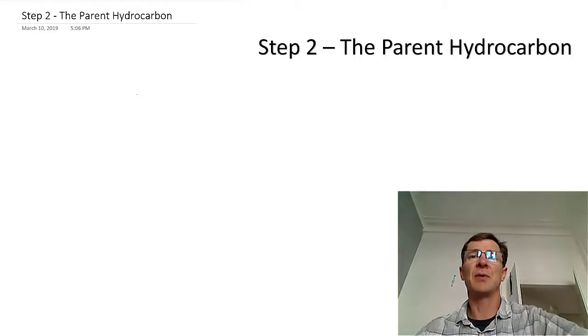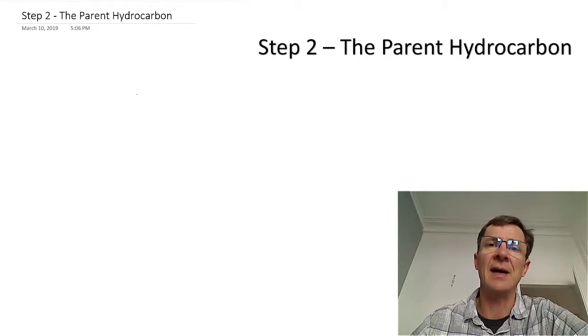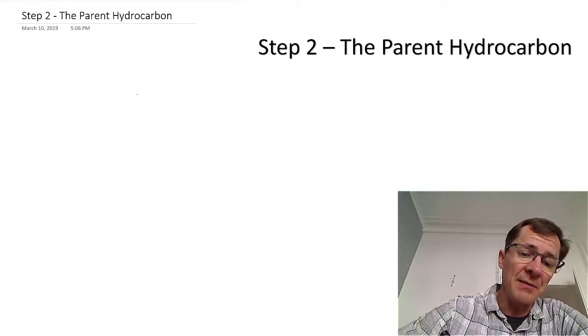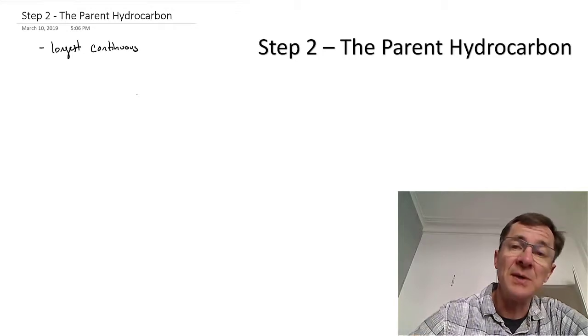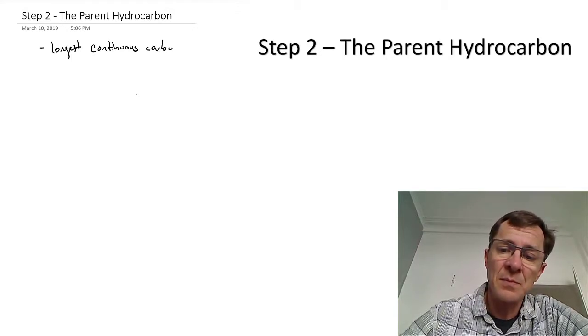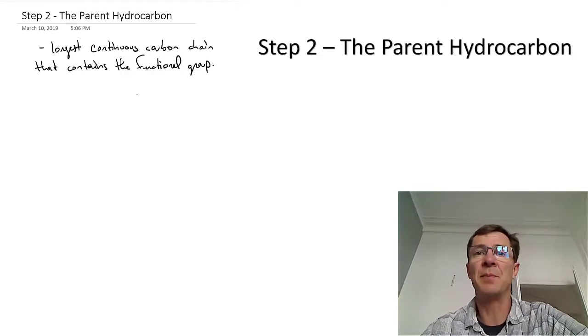Welcome to video number 3, which talks about step number 2 in the organic nomenclature process, which is finding and indicating the parent hydrocarbon. Now, the definition of a parent hydrocarbon is straightforward. It's the longest continuous carbon chain that contains the functional group. That seems straightforward because it is.